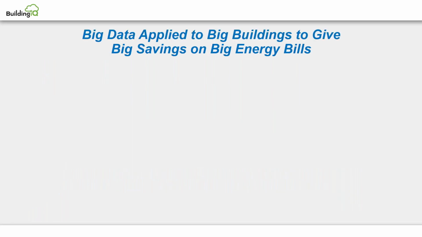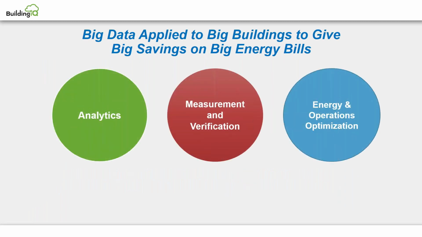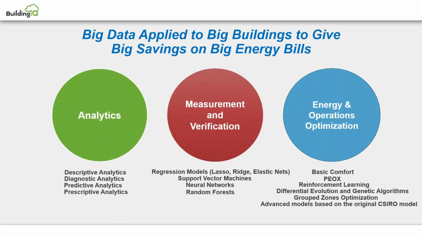So moving forward, how do we solve these problems from a data science perspective? What we usually say is, we have big data methodologies applied to big buildings to give big savings on big energy bills. Everything is big over here, as you can see. So how do we approach the problem at Building IQ? We have three sets of tools: analytics, measurement and verification, and energy and operation optimization.